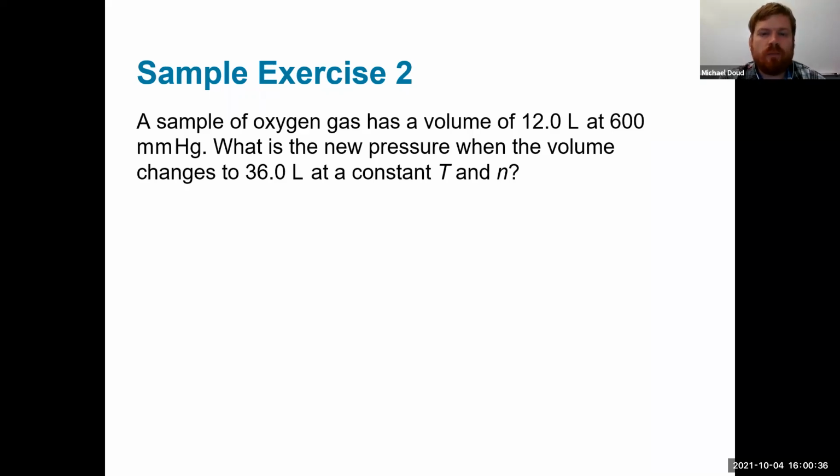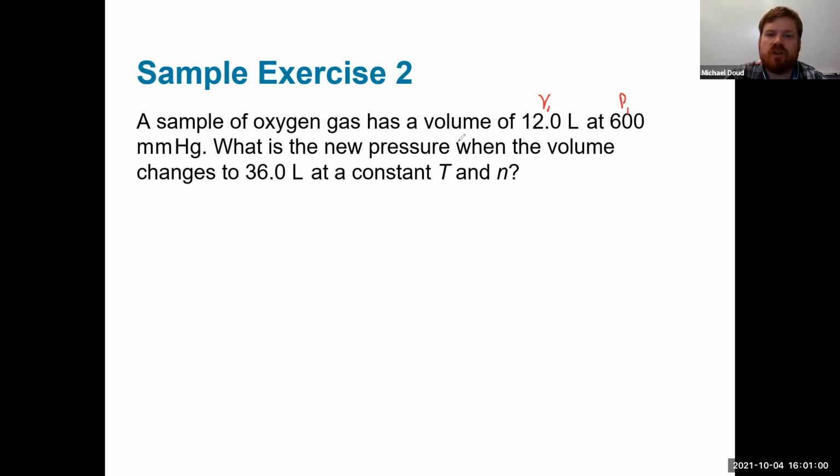Okay, well, so when we do this type of problem, we want to recognize what's P1, what's V1, and then what's P2 and what's V2. So looking here at 12.0 liters and 600 millimeters of mercury, that's what it starts at, right? So that tells us that V1 is 12.0 liters and P1 is 600 millimeters of mercury.